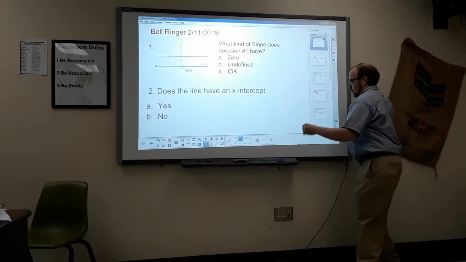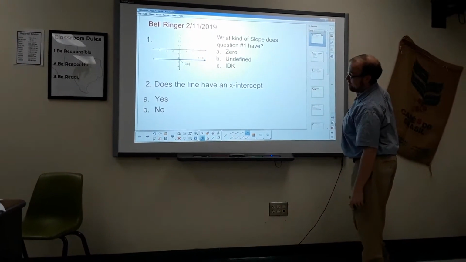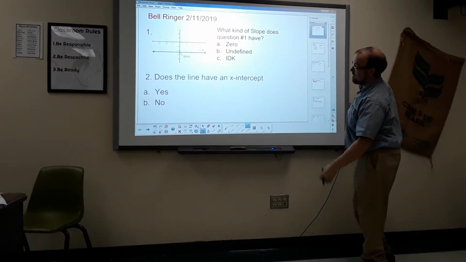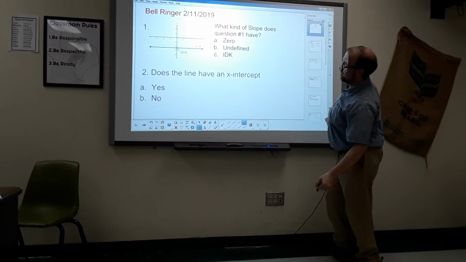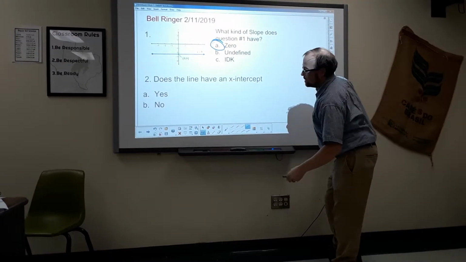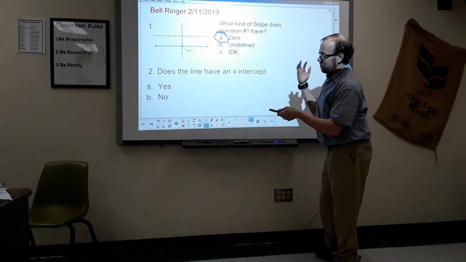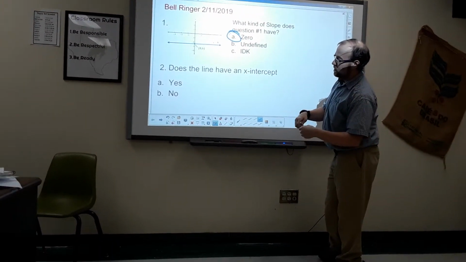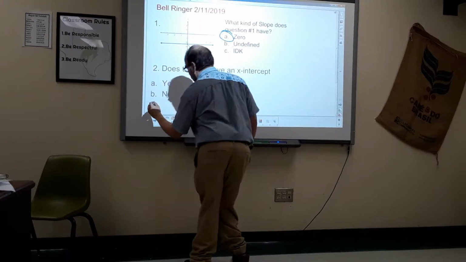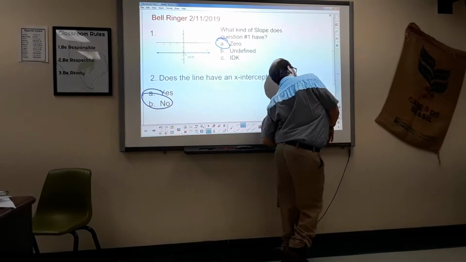Alright, coming back, what kind of slope does the graph have? When we look at it, we see it's horizontal, and remember, the z in horizontal tells us it is 0. And we're going to circle 0. Good job. And does the line have an x-intercept? You may not know what that is, but let's just look at it. Keep this in your head, but right now the answer is no. We're going to learn why this is no later on today.